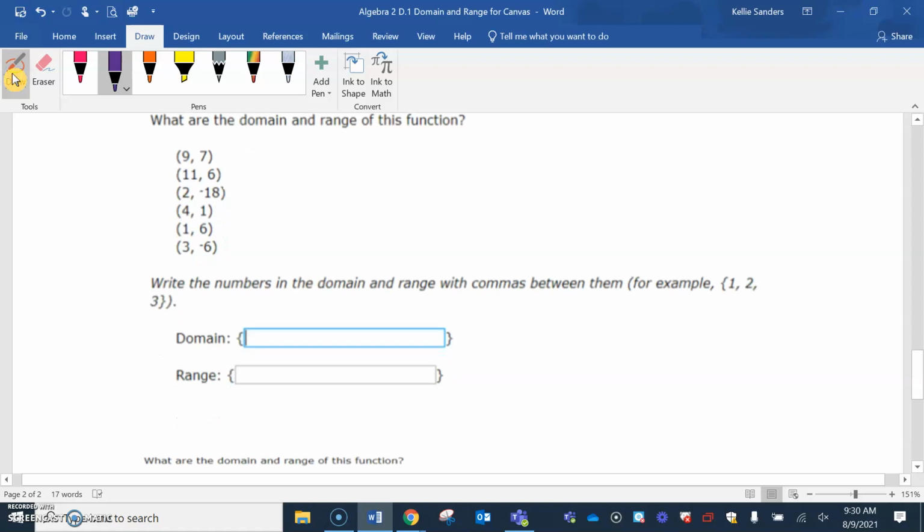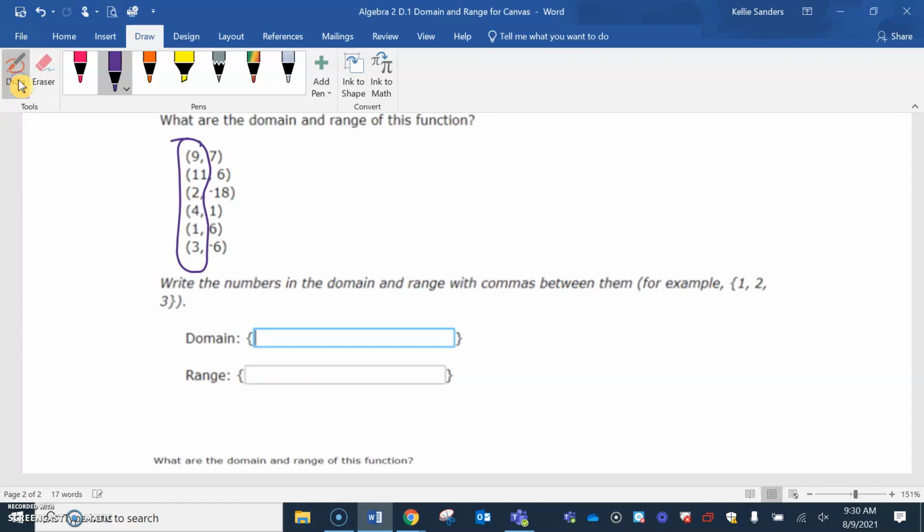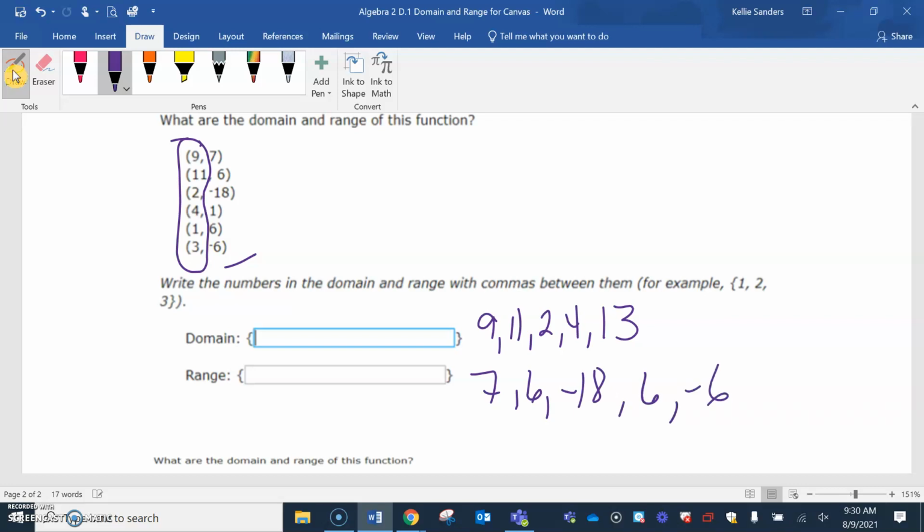Domain, all of these x's right here, and range, which would be the second numbers. So 9, 11, 2, 4, 1, 3, 7, 6, negative 18, 1, 6, negative 6. I've already put, okay, back up. Right? Because I already put 6, 7, 6, negative 18, 1. I already have 6, and then negative 6. There we go.